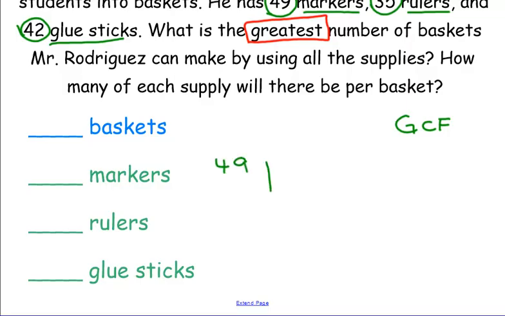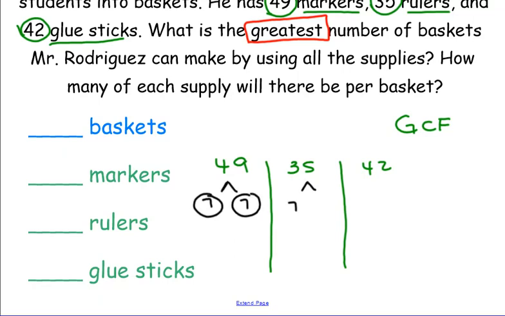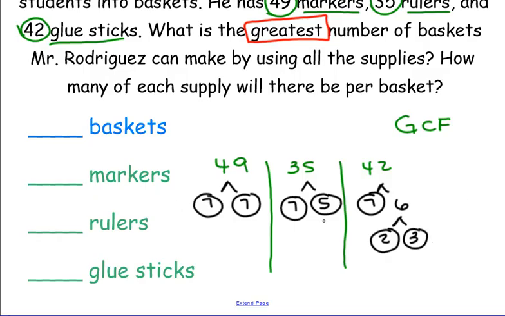So 49, 35, and 42, okay? So 49 is going to go into 7 and 7. 35 is going to go into 7 and 5. 42 is going to go into 7 and 6, but that's going to break down into 2 and 3. Now, where are my matches? So I have a 7, a 7, and a 7. So I'm going to bring over a 7. And I don't have any other matches because I have a 7 here, but no other 7s. I have a 5 here, but no other 5s. A 2 here, but no other 2s.